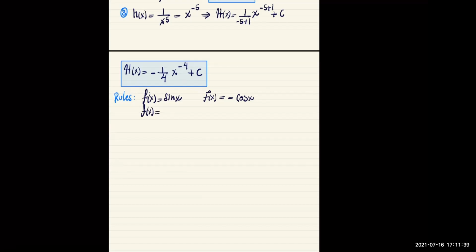Likewise, if f of x is cosine of x, the antiderivative of that, and don't forget the c, is just sine of x plus some constant. Check. If I take the derivative of sine x, I get cosine x. I get little f back.